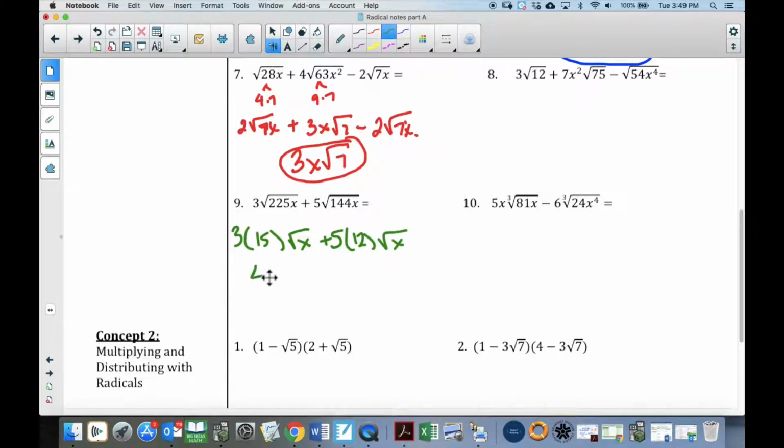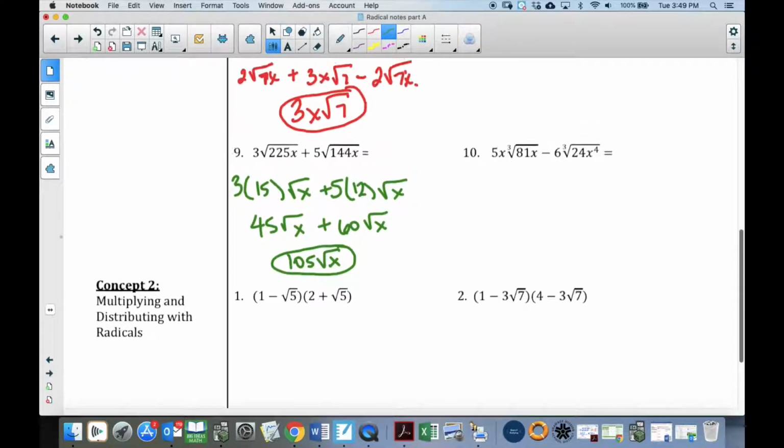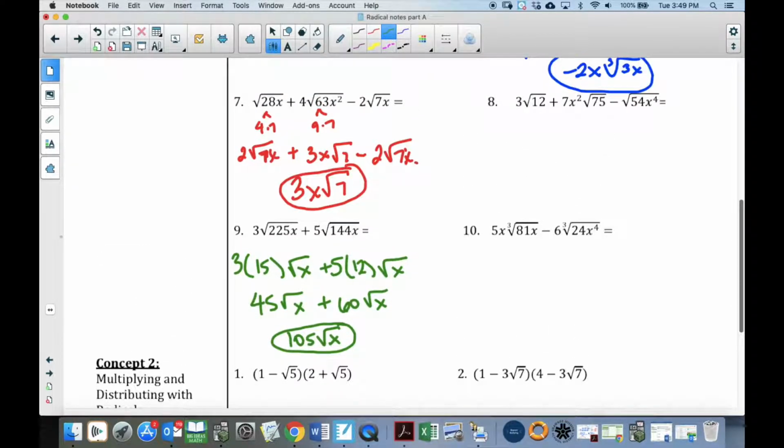And so we should get 45 square root x plus 60 square root x. And if I add those together, I get 105 square root x. So that is the concept of creating like terms so that you can combine them.